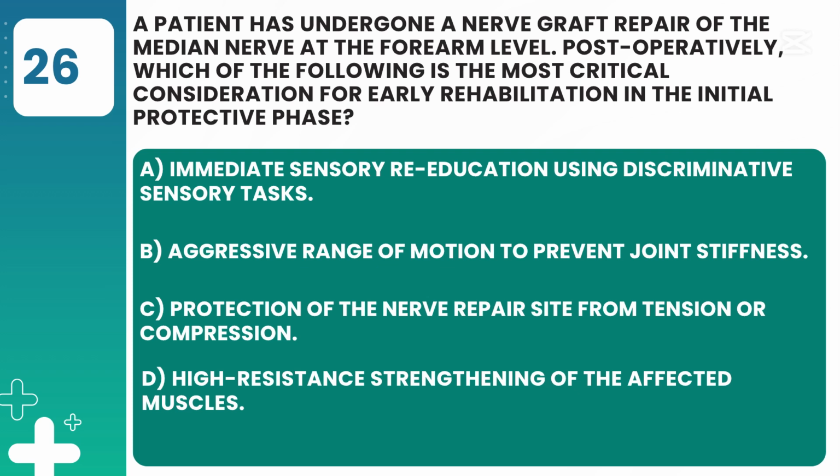Question 26. A patient has undergone a nerve graft repair of the median nerve at the forearm level. Postoperatively, which of the following is the most critical consideration for early rehabilitation in the initial protective phase? A. Immediate sensory re-education using discriminative sensory tasks. B. Aggressive range of motion to prevent joint stiffness. C. Protection of the nerve repair site from tension or compression. D. High-resistance strengthening of the affected muscles.